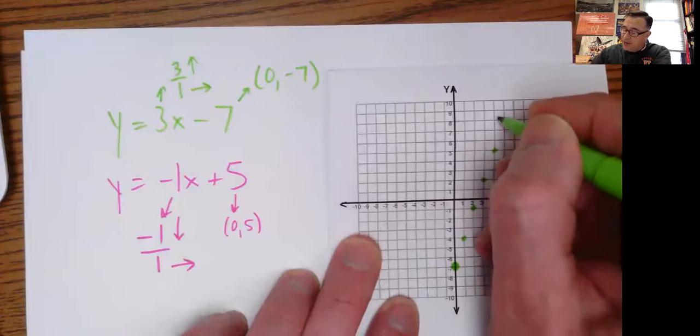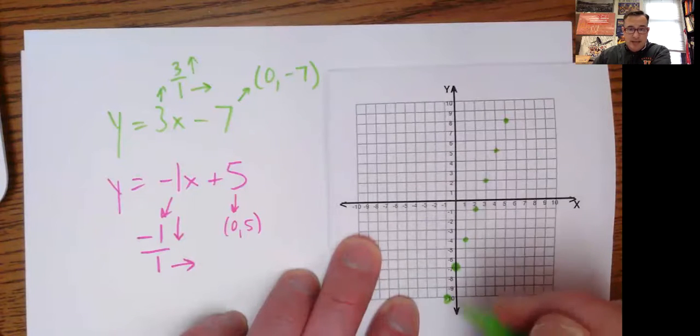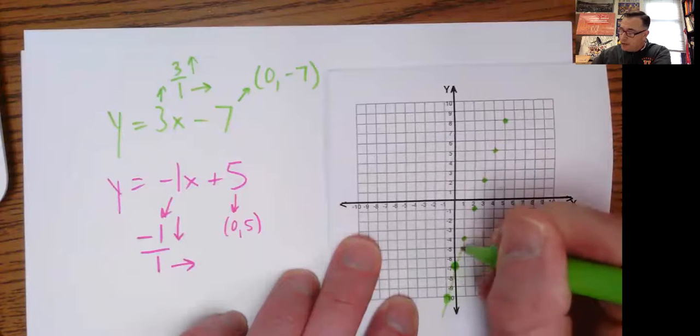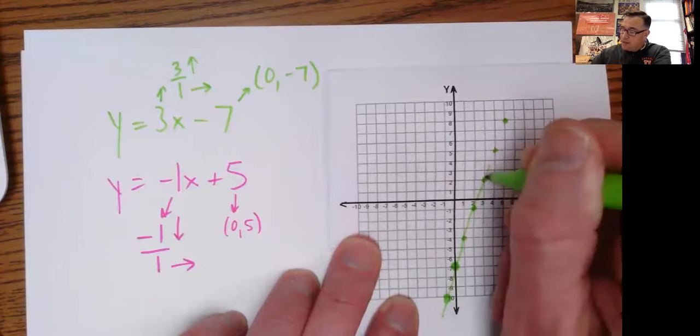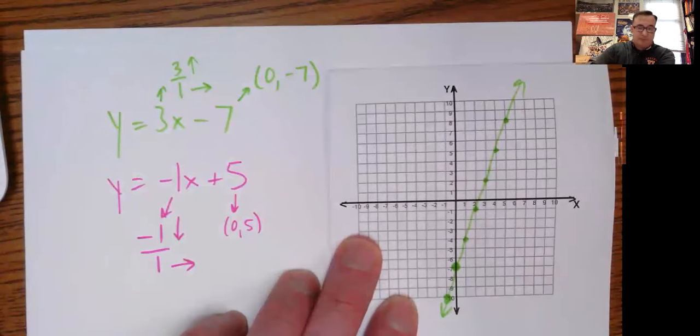Now, when you do this on Delta Math, man, it's going to do the entire thing for you. So you should be fine. And you'll see the entire line really quickly. But that is my graph of y equals 3x minus 7. I will connect all of these points. It gets me all the way through it. That is every possible answer to that one.